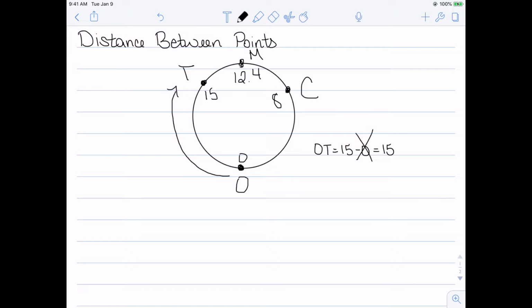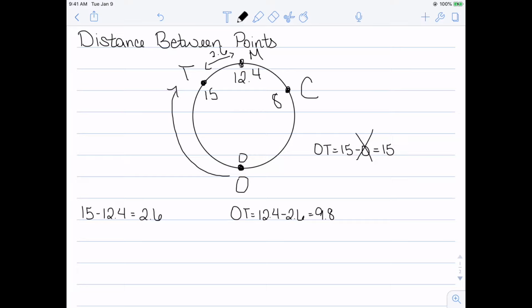So the point M is directly above the point O. So the actual value for alpha here is 12.4. So we can say that 15 minus 12.4 would be 2.6. So that tells us this distance right here is 2.6. So if to get from O to M is 12.4, to get from O to T should be that 12.4 minus the 2.6, which gives us a distance of 9.8.